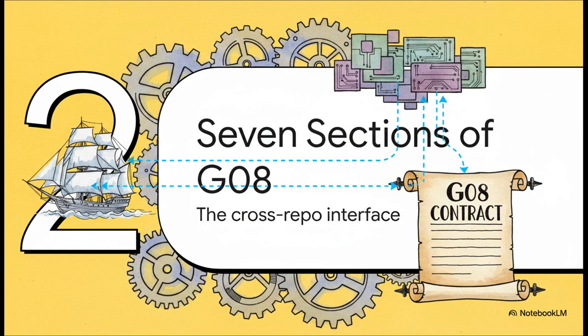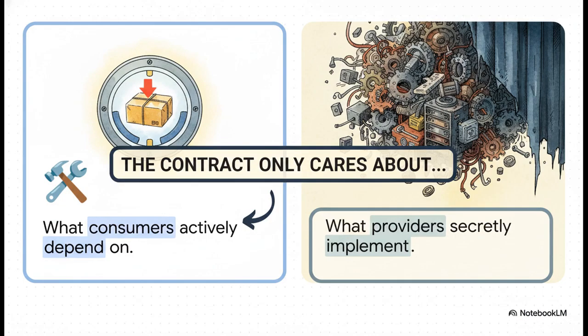The 7 sections of G08, where we formally declare the cross-repo interface. So the crucial point is this. The structural problem wasn't communication. It was the lack of a contract. The core philosophy of G08 is that this document strictly, completely details what the consumer needs, and it entirely ignores the provider's implementation details. It really doesn't care if your Vault server is running on a fancy Proxmox VM or a Raspberry Pi. It only cares about the exact, specific surfaces the fleet needs to consume.